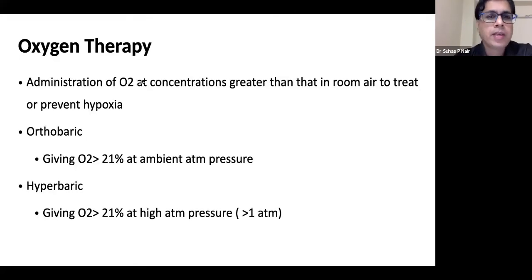Basically, oxygen therapy is administration of oxygen at a concentration greater than that in room air to treat or prevent hypoxemia. It may be normobaric, where it is given at ambient atmospheric pressure, or hyperbaric, where it is given at a pressure higher than atmospheric pressure.